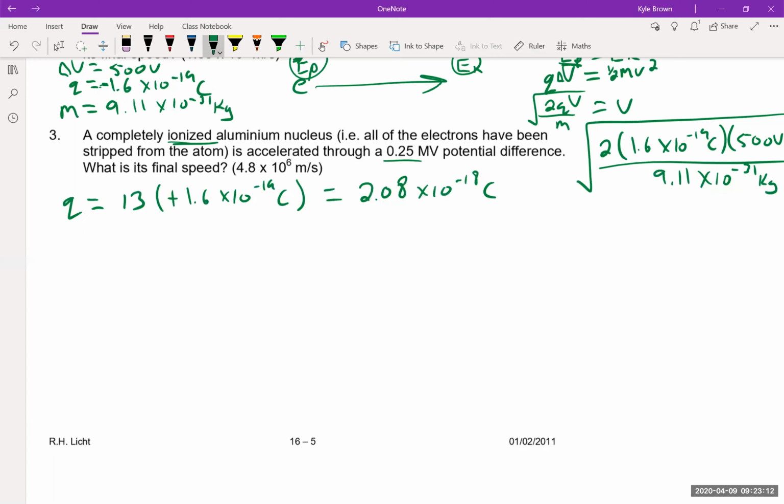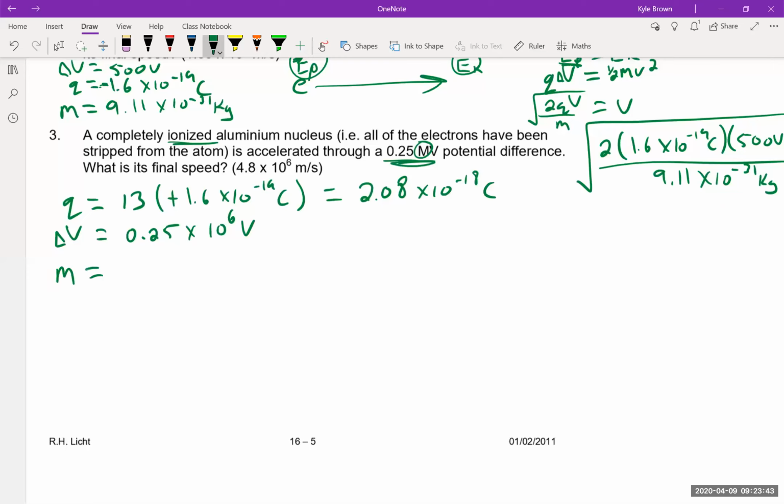All right, and our voltage here is going to be, let's just write this a little different than megavolts, 0.25. And then the mega, you can just replace with times 10 to the power of 6, and then volts. All right, and then the last one here, we'll do the mass, right? We want to figure out what the mass of this guy is.